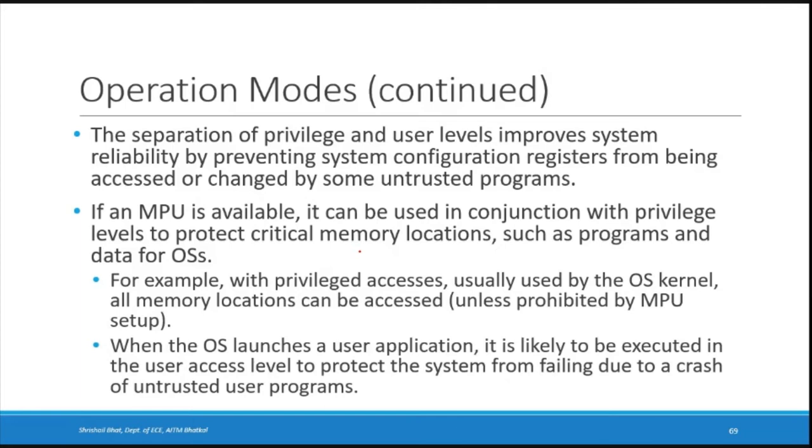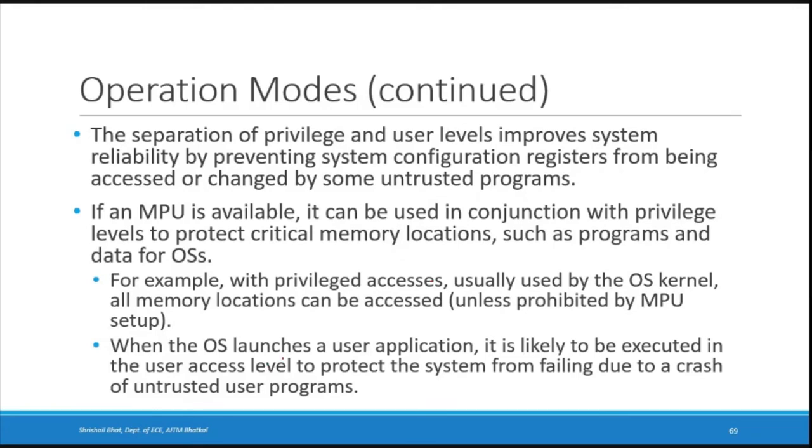Apart from this, if a memory protection unit is available, it can be used in conjunction with privilege levels to protect critical memory locations like programs and data for operating systems. For example, with privileged accesses, usually used by the OS kernel, all memory locations can be accessed unless it is prohibited by the MPU.